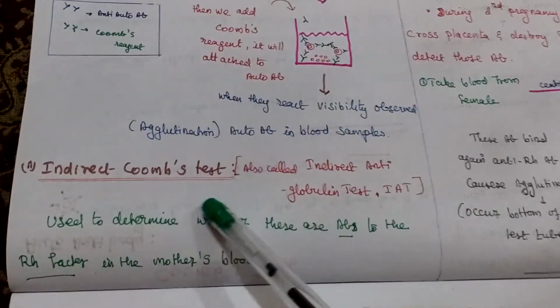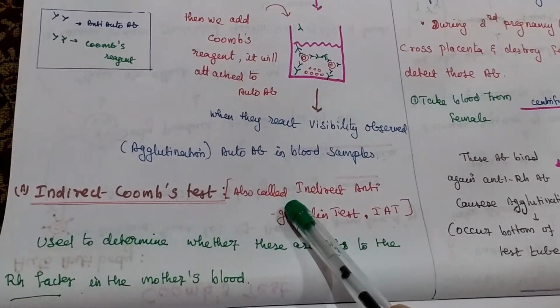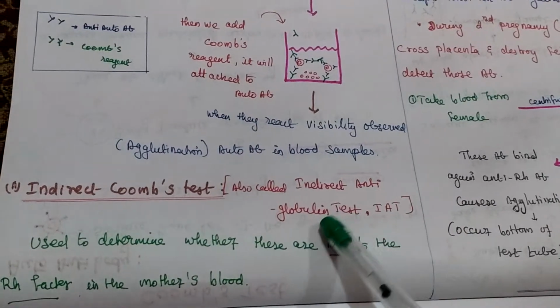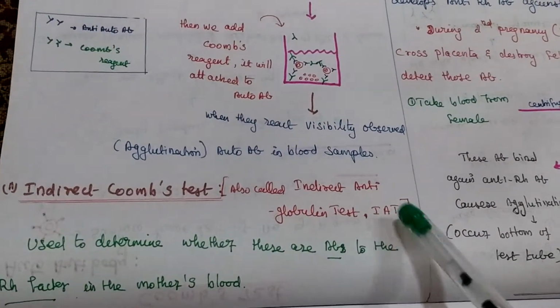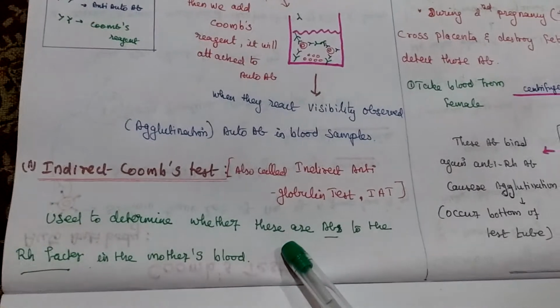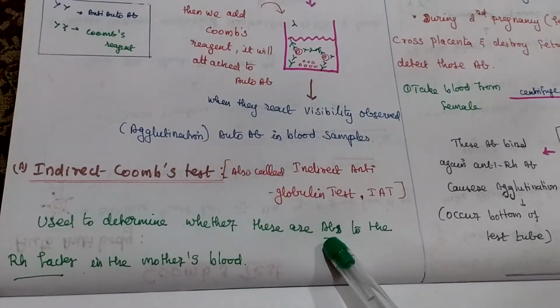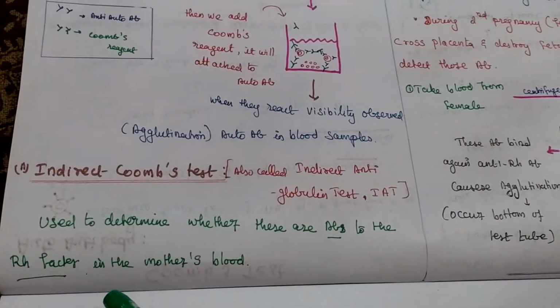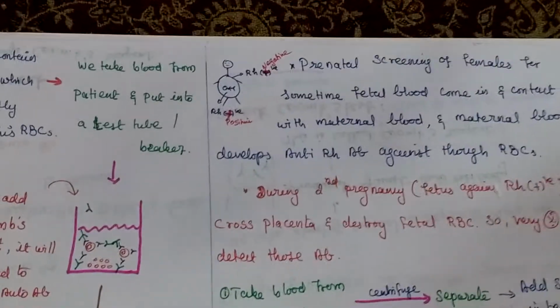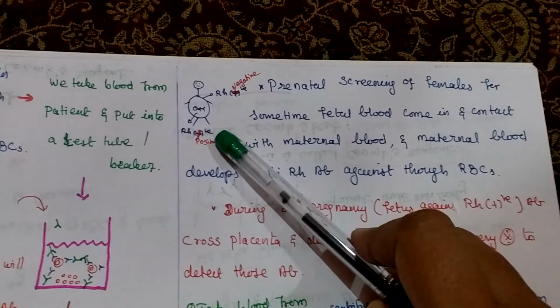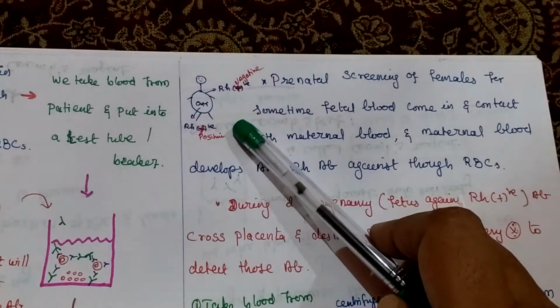Then the indirect Coombs test. It is also called the indirect antiglobulin test, IAT, used to determine whether there are antibodies to the RH factor in the mother's blood. This test is mainly used for prenatal screening of females.